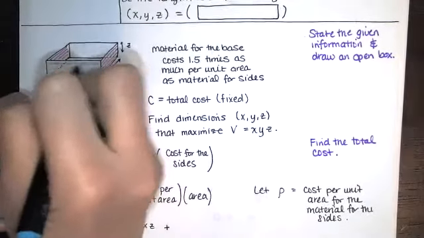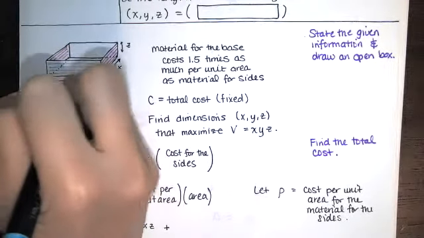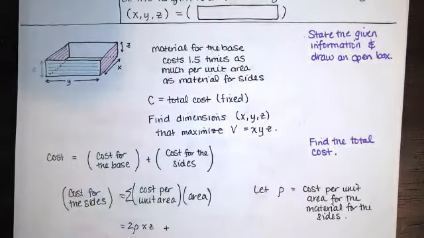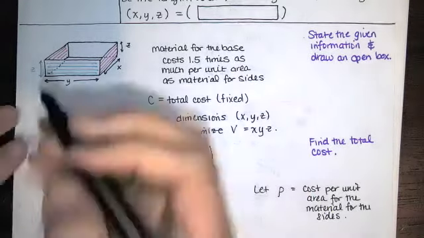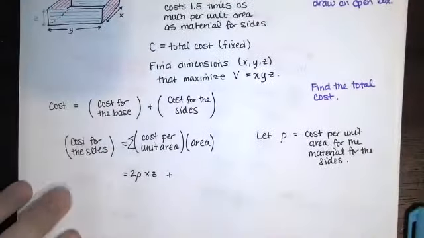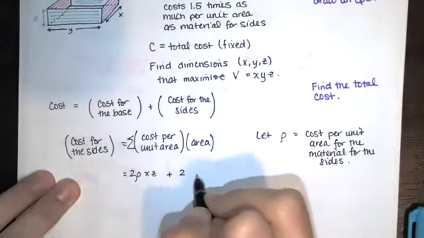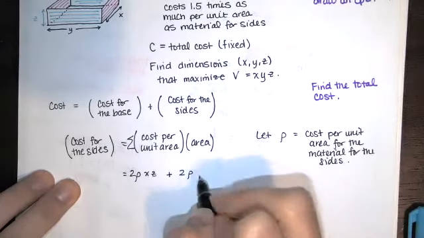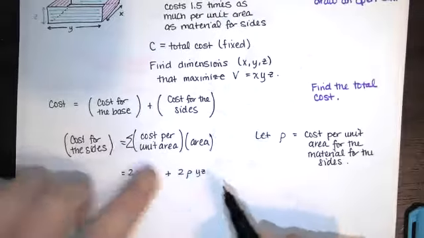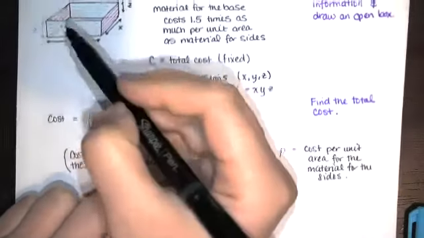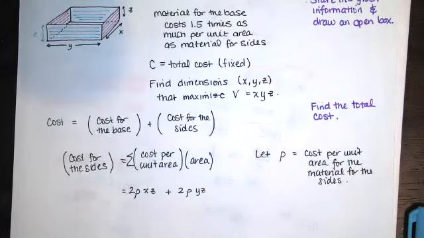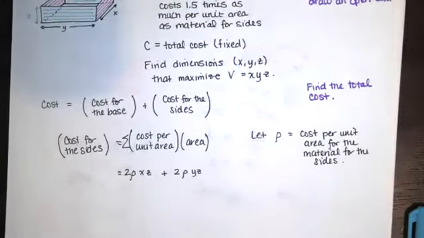And then the front and the back have the same area. So this front side has an area of y times this dimension. Well, that's our z. And the back side has the same dimension. So this is 2 times rho times y times z. Rho times y times z is the cost for that front side, and then you've got the same cost for the back side because it has the same dimensions. Okay, so that's the cost for the sides.